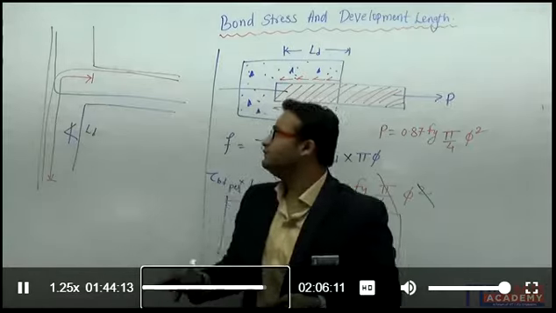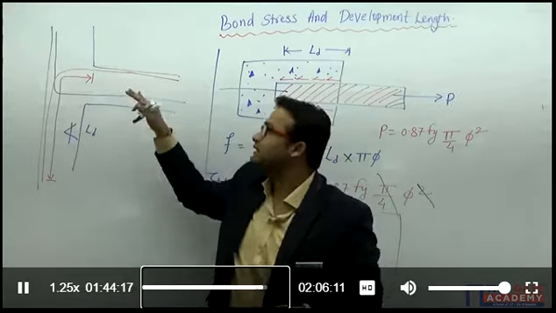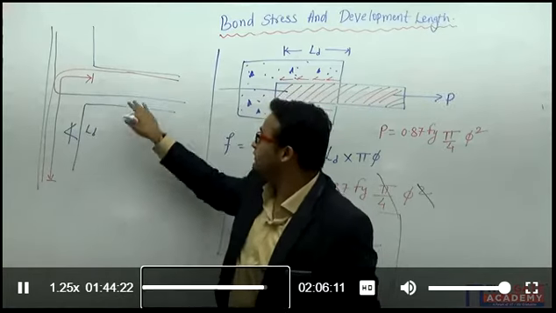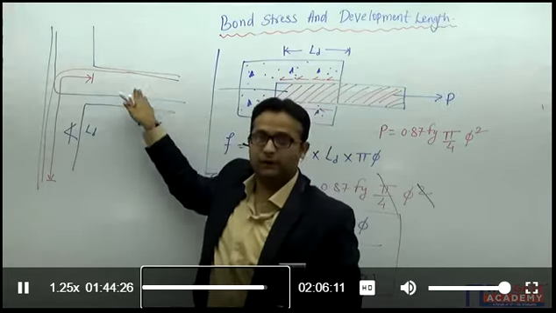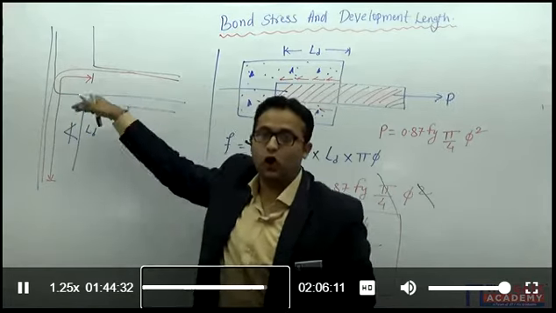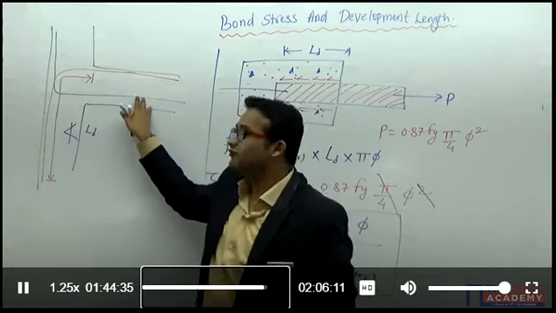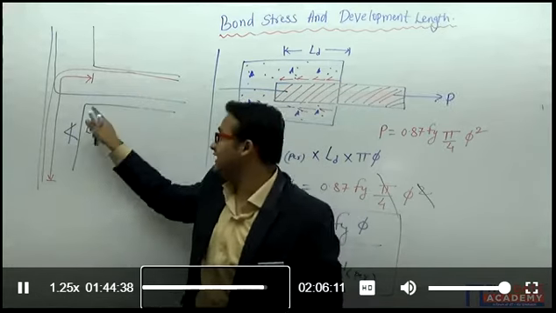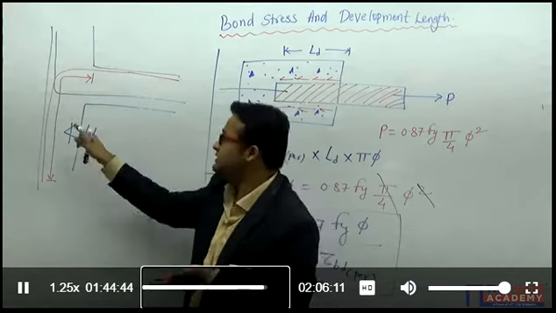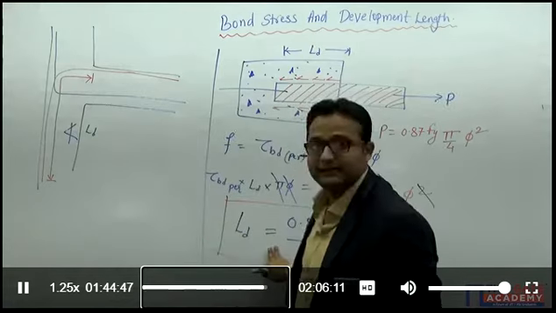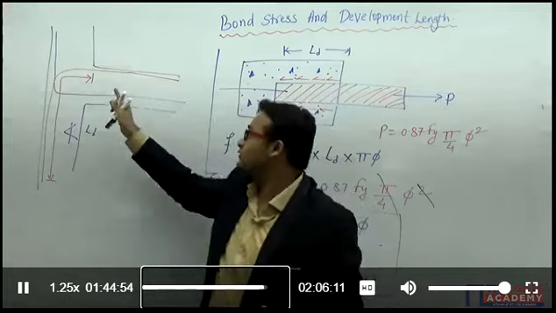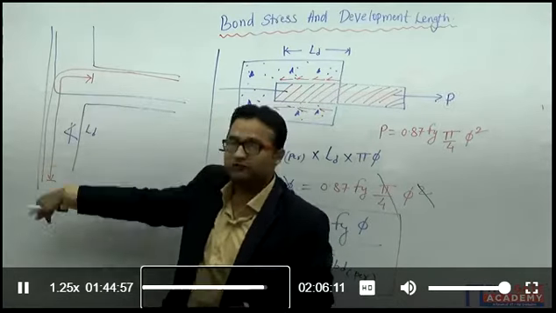See, we can see here in the column, suppose there is a continuous column and the beam we are providing. This is the column of the upper floor and this is the column of the lower floor. We generally take the reinforcement of the beam into the column to make it a fixed support. Right? So up to what distance can we take the reinforcement of the beam into the column? That distance is equal to the development length. And we measure the development length from the face of the column.